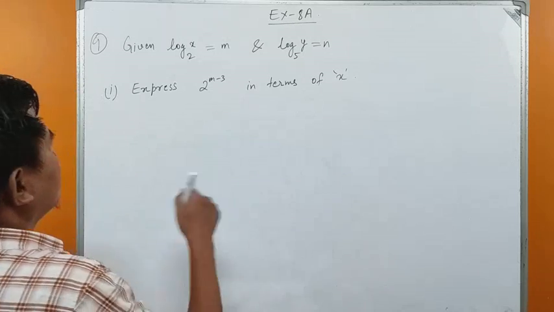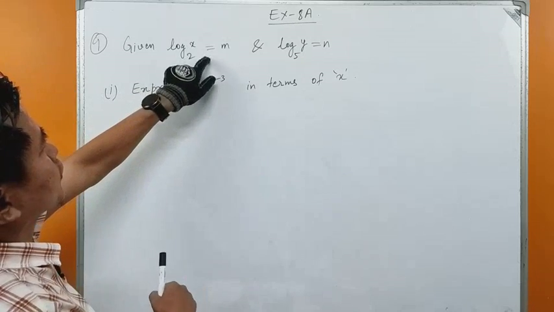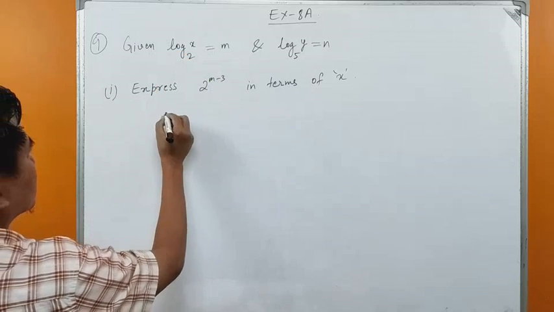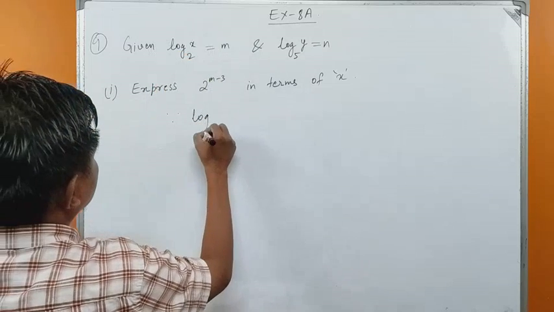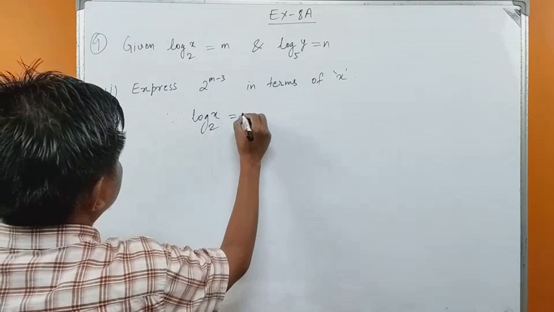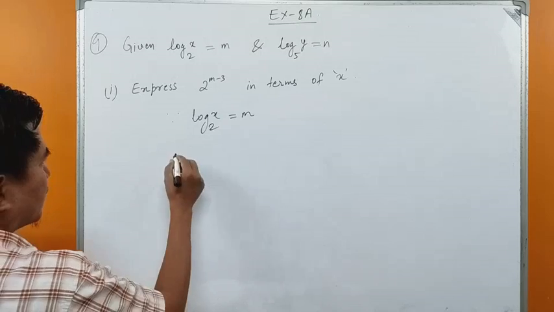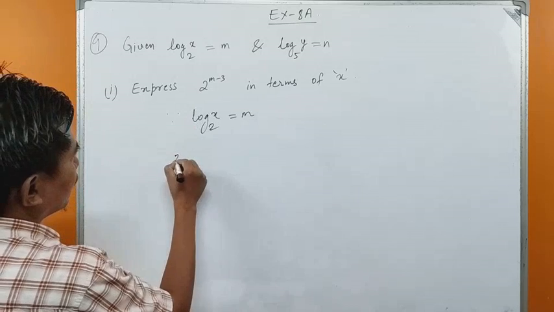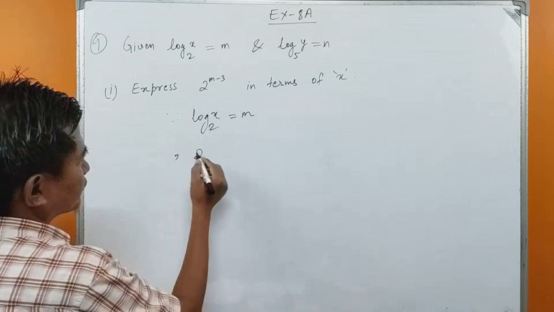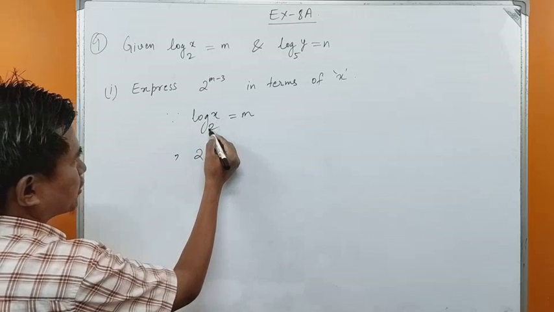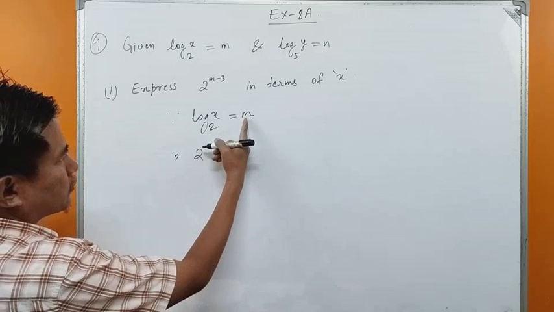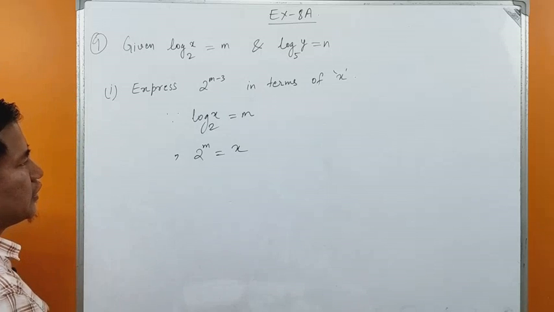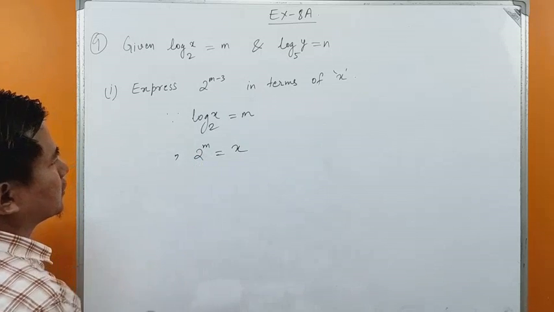Let's use this equation because here we have x, and here we don't have x. Since log x to the base 2 equals m is the given condition, we change this logarithmic equation to exponential form. 2 is the base, m will be the power, and x goes to the right hand side. Now we have 2 to the power m equals x.